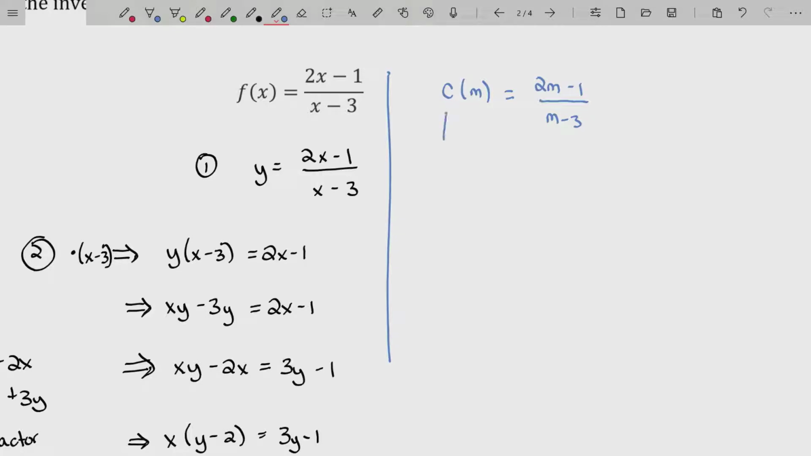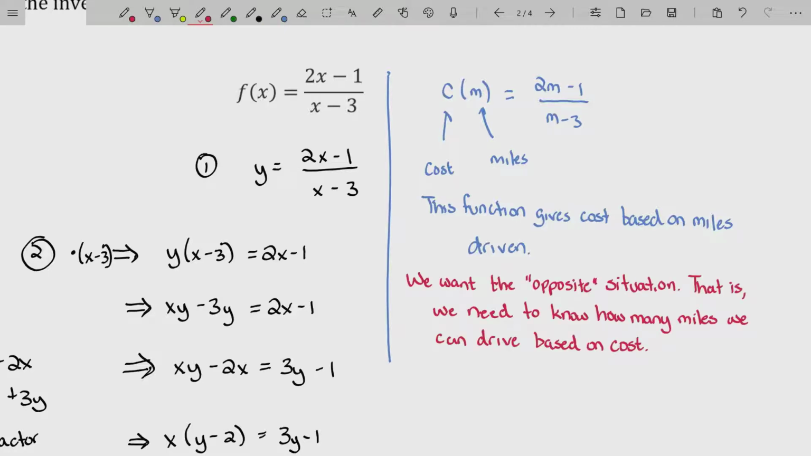Now remember, this might be cost, and this might stand for the number of miles you drive. Let's just pretend, okay? And somebody says, well, find the inverse because I would like to know how many miles I can drive based upon the cost rather than what is the cost based upon the number of miles. Let me write that down. So again, this function gives a cost based upon the number of miles driven, if we're renting a car, let's pretend. But we want to know the number of miles we can drive based upon how much money we have. And I've written that here. We want the opposite situation.